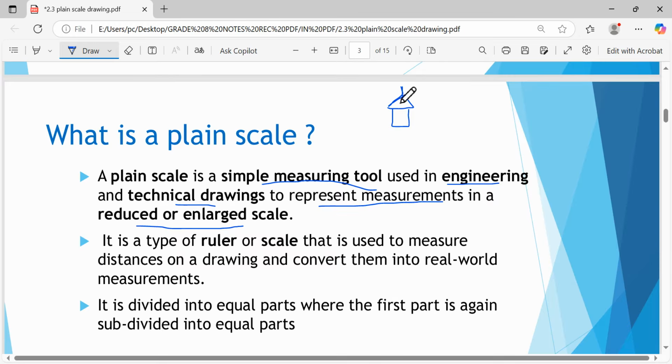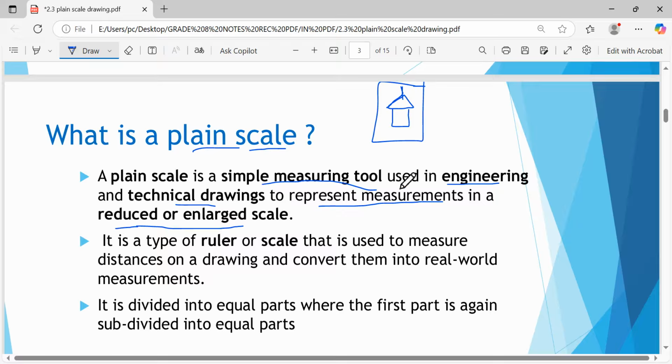So this hat, in terms of actual measurements, does not measure 1 centimeter by 4 centimeters. If it is an actual object, it measures maybe 300 centimeters or 2 meters, 3 meters in terms of height and length. But I have used a measuring tool which is called a scale or a plane scale to represent that hat on a piece of paper, when it is reduced in terms of scale.